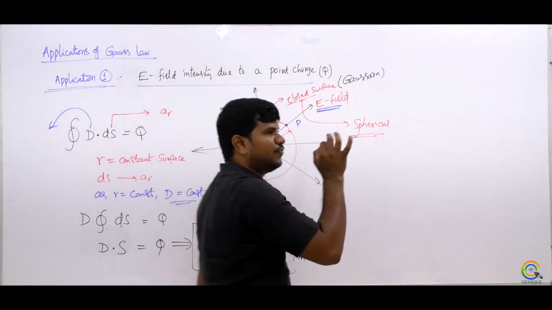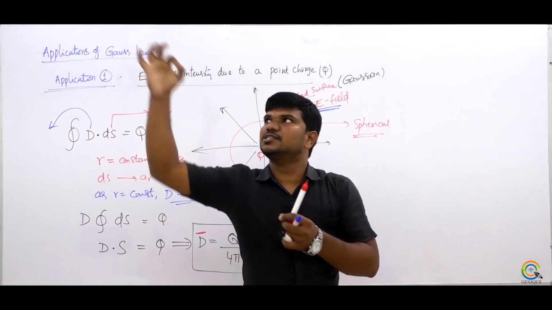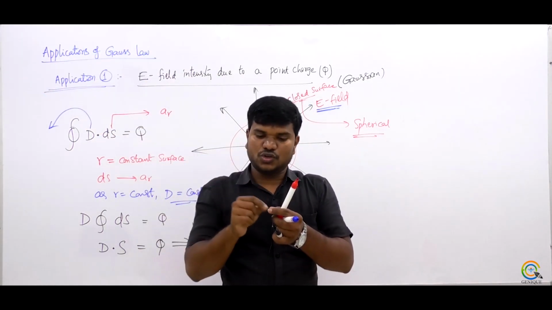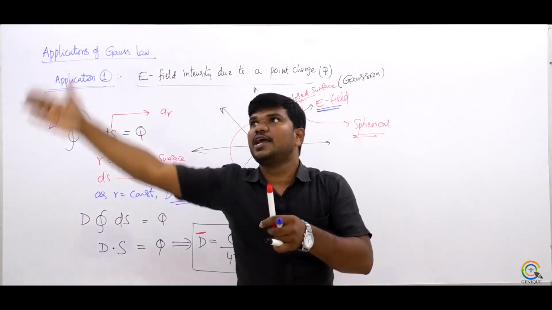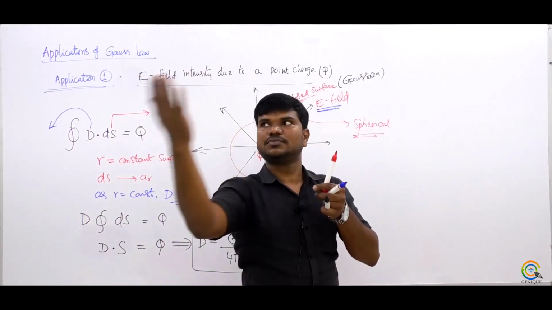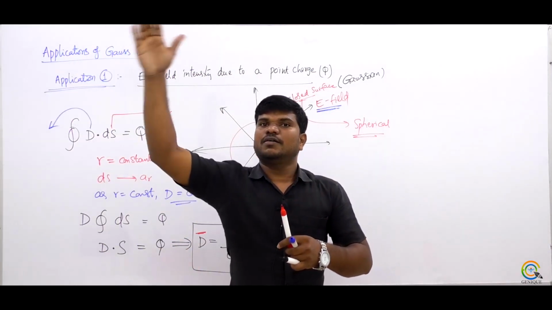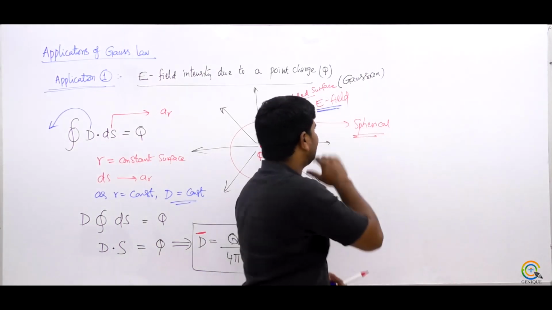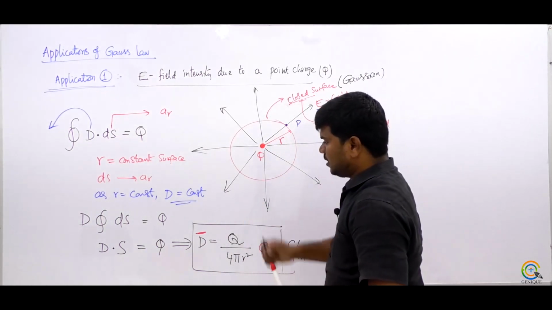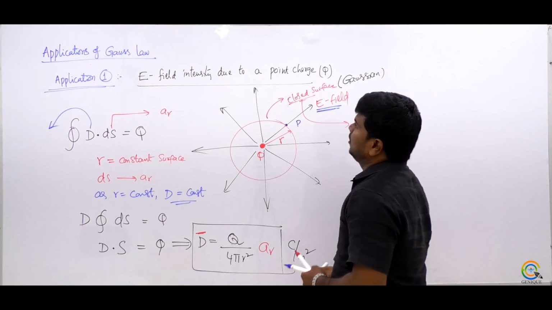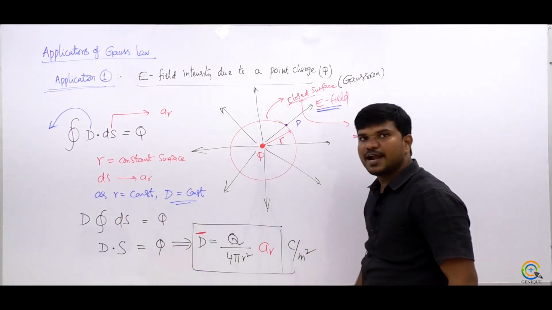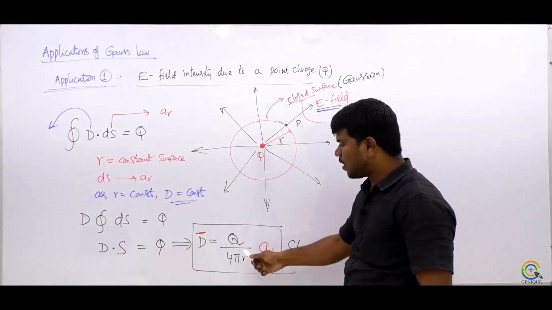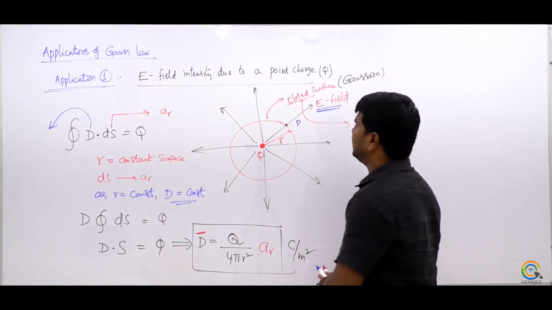So if you take any point charge Q at a distance of r, you can find the electric flux density as Q divided by the surface area of the sphere on which the point of interest is present. So this is the electric flux density. From this, can we find the electric field intensity? Not yet. First we calculated the electric flux density.